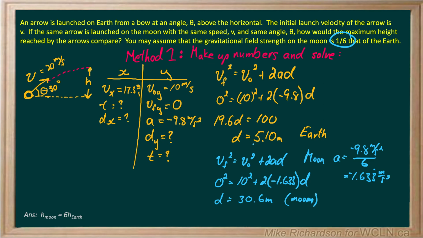If my initial height on Earth was 5.1, 30.6 is 6 times bigger. You can confirm that for yourself. If I just take 30.6 and divide it by 5.1, we get a factor of 6 times. So the height on the moon is 6 times the height on the Earth.